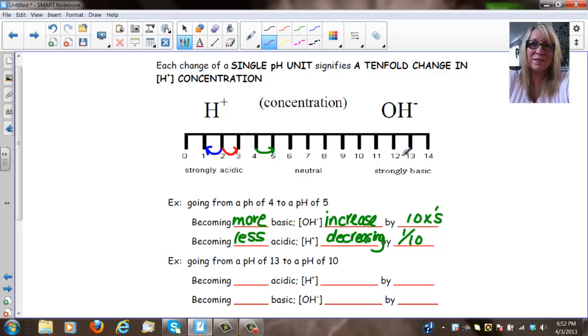What happens when we go from a pH of 13 to a pH of 10? So we're going from 13 to 10. That's 3 pH units. So we're becoming more acidic. H concentration increases 1,000 times. Now, how do I figure that out? I told you each pH unit is 10 times. So it's like 10 times 10 times 10. So 1,000. It's becoming less basic, and the OH minus concentration decreases by 1/1000th.